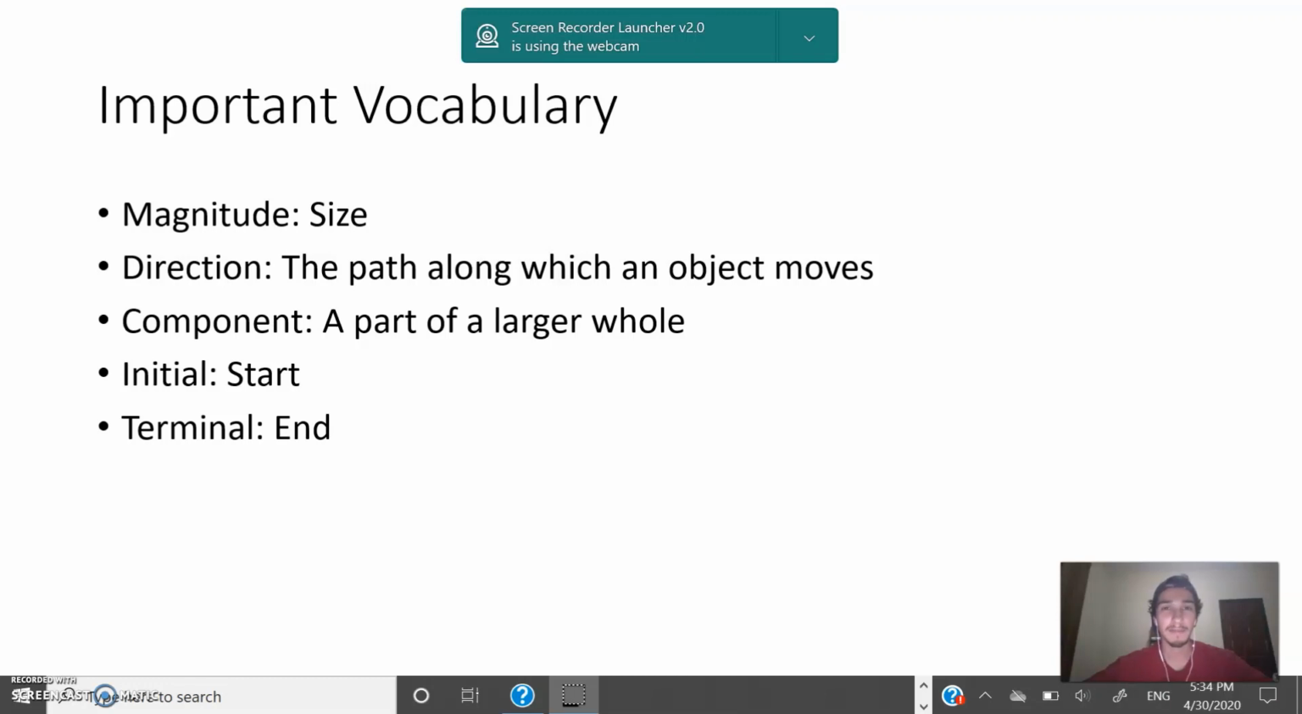So some important vocabulary that you guys should know is, one, magnitude. Magnitude is just another way of saying size. Then we have direction, which is just the path along which an object moves. A component is just a part of a larger whole. So cars have a lot of components that are all working together to make it work. And then initial is just another word for the start, and terminal is another word for end. So you should keep this in mind as we move forward.